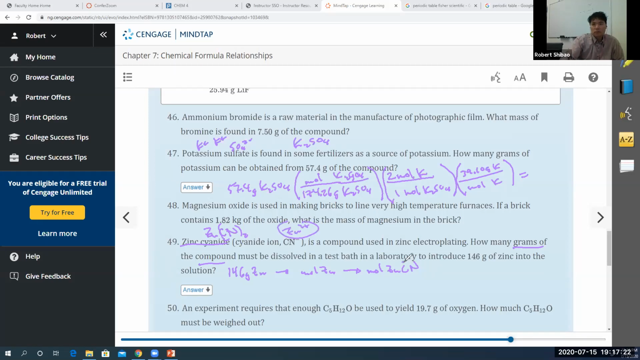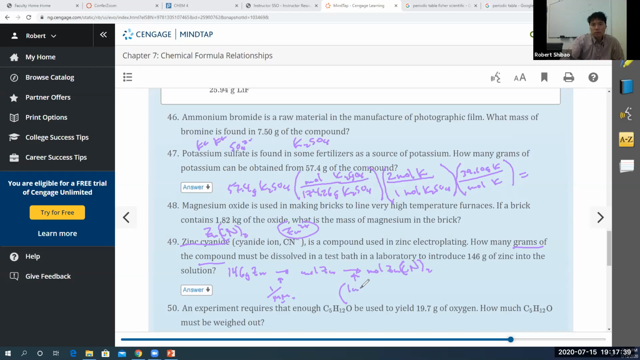And so this is ZnCN2. Okay, what is the ratio here? The mole ratio, this one is going to be 1 over the molar mass. You just flip over the molar mass. Zinc, this one is going to be here.